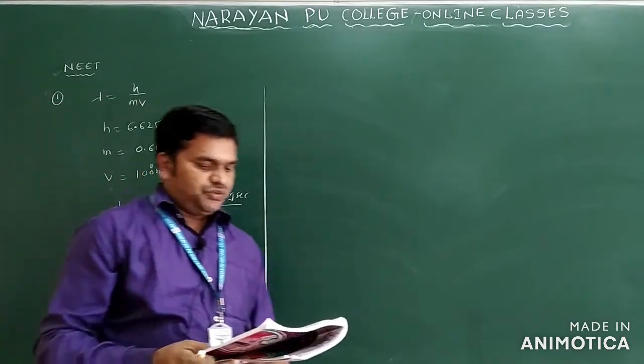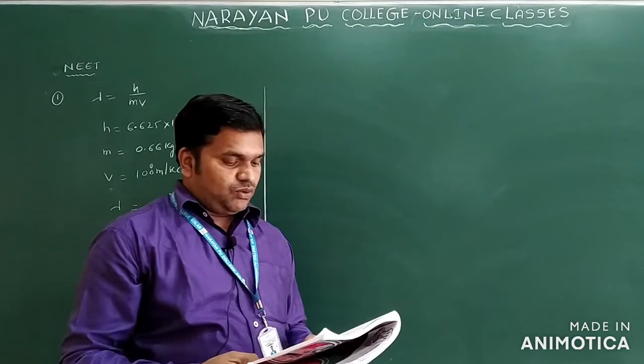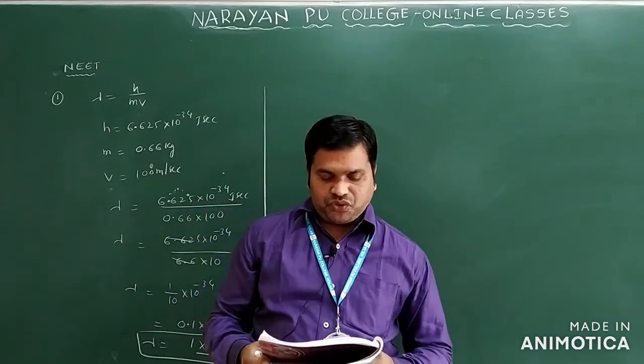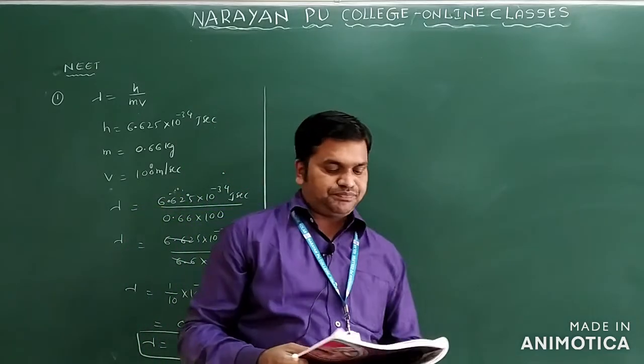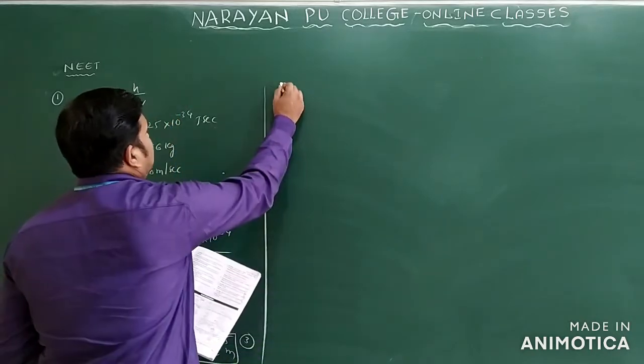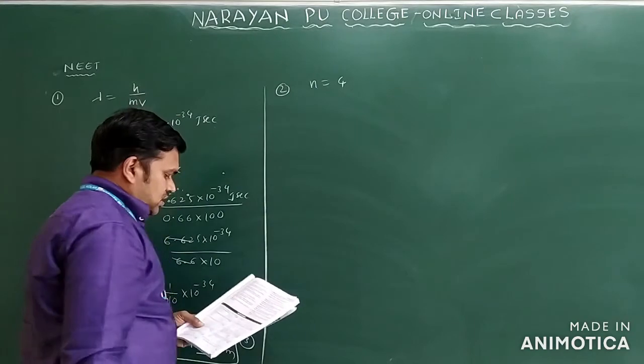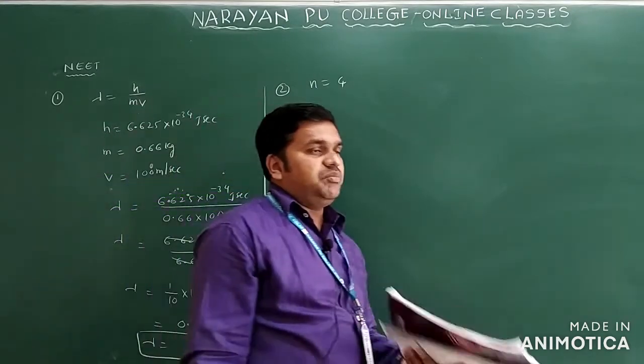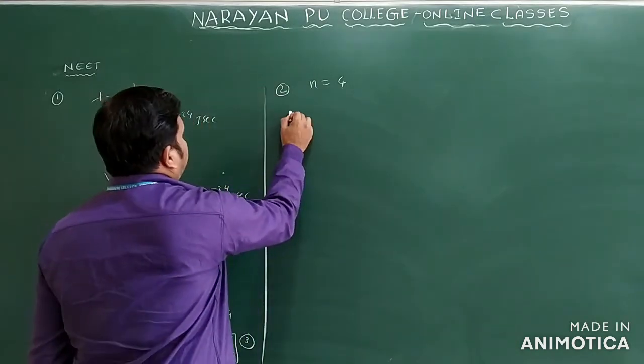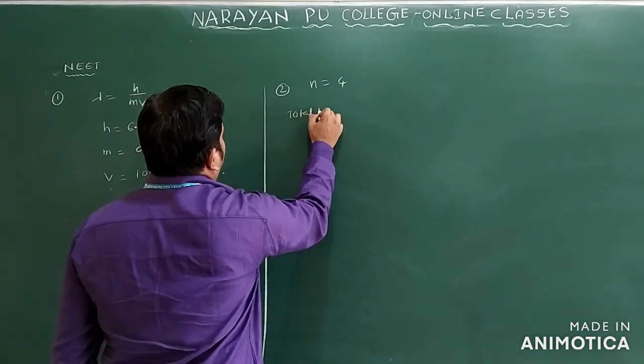Now you can see the next question, question number 2. The total number of atomic orbitals in the 4th energy level of an atom. 4th energy level means what? N is equal to 4. They ask the total number of atomic orbitals. Total number of orbitals, what is the formula we have?